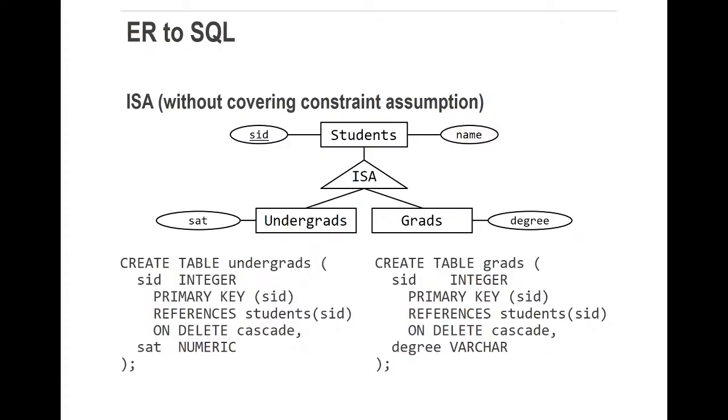For an is-a relationship, there are multiple ways to do this. The first approach is if you do not have a covering constraint. We already have a student table, so we just reference those. The primary key is still the primary key over here. Actually, you don't even need this. And there's still on-delete cascade. The other attributes can be added as well.